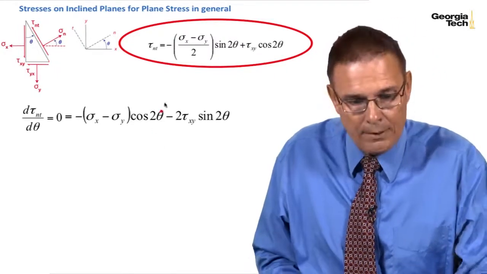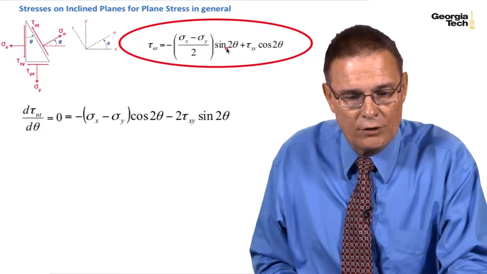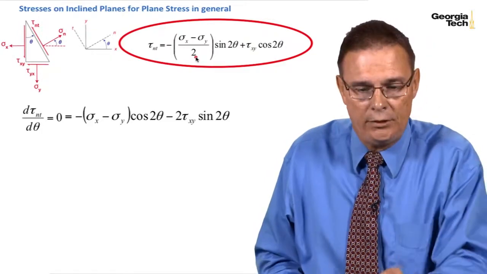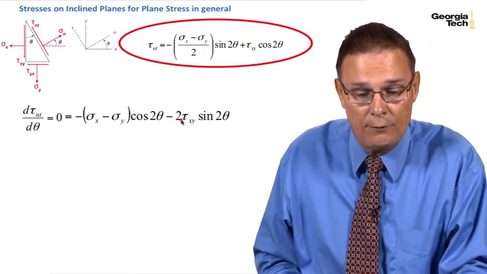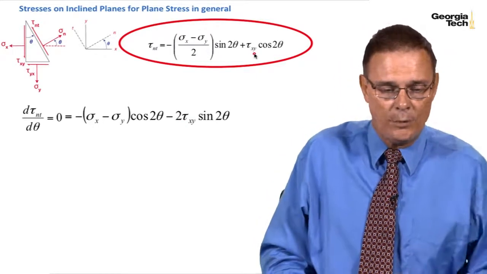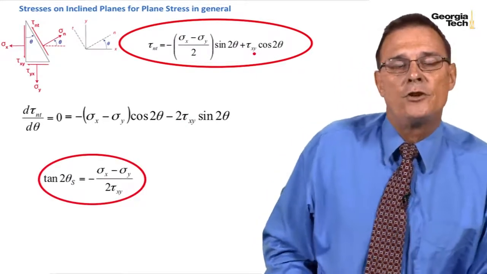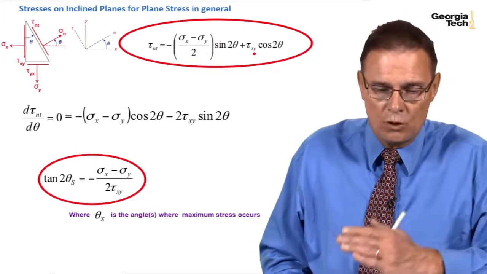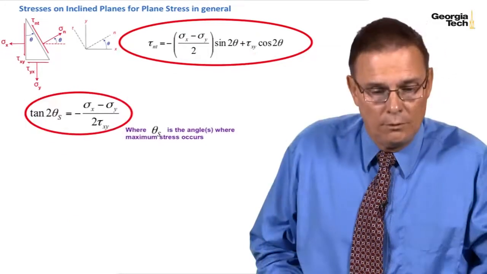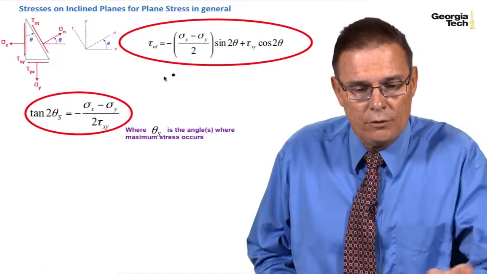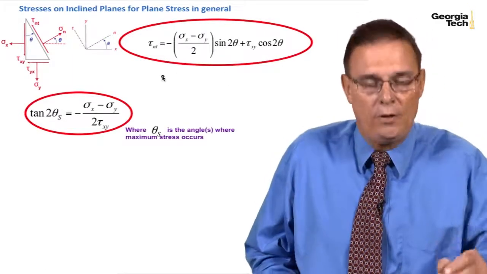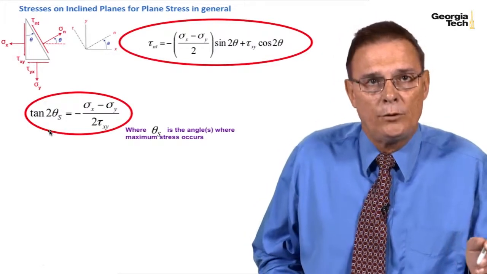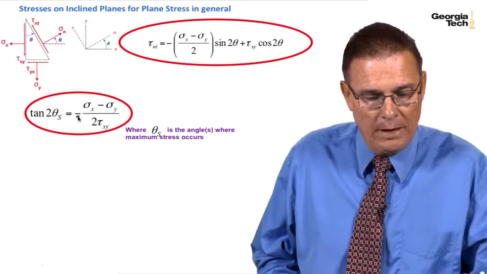If I take the derivative of this first term, the derivative of sine 2 theta is 2 cosine 2 theta. So that's going to cancel out the 2 in the denominator there. When I take the derivative of cosine 2 theta, I get negative 2 sine 2 theta. And so that's our result. We can express that as a tangent function again. And here it is. And this is the angle now, theta sub s, which is where the maximum shear stress occurs. So here again is our expression for the transformation of shear stress, and we found an expression for the angle to where the shear stress maximum occurs.